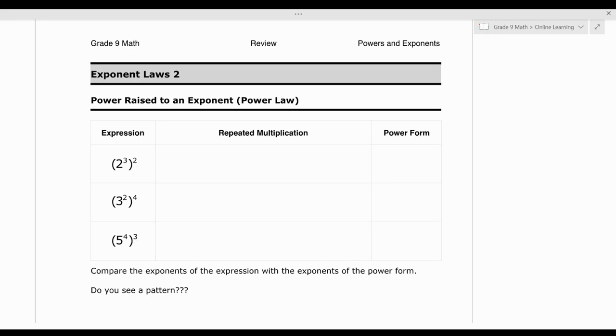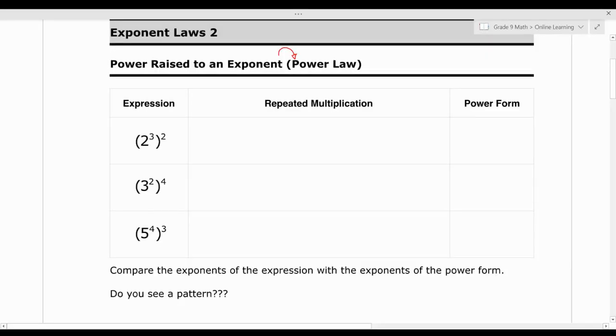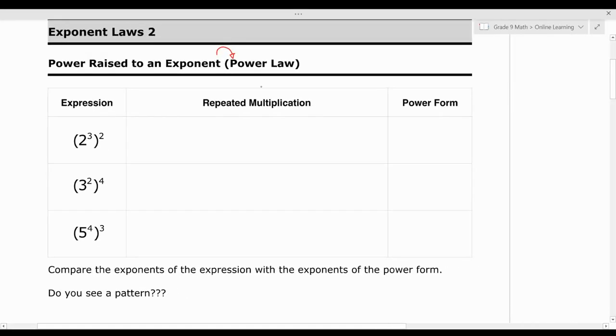is we're going to finish up the exponent laws and look at the other exponent laws that we covered in the grade 9 course. The first one is when you have a power raised to an exponent, and the fancy name for it is actually known as the power law. So you'll notice same chart setup as last lesson. We have an expression, we're going to rewrite it as repeated multiplication and then clean this up to get power form and then try to see if there's a pattern that we're noticing.